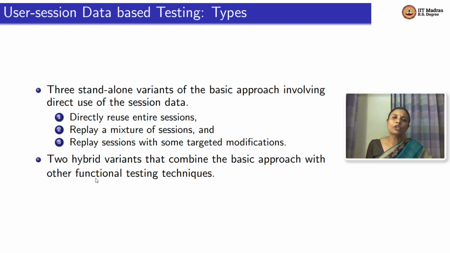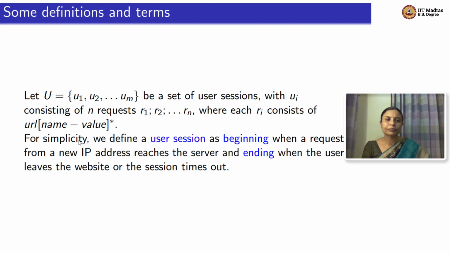Another thing could be to take user session data as paths, control flow paths that go through a web application, and then you could change some element of the path. So you could do path coverage like we saw in graph-based testing. So that's another variant that we call a hybrid variant. You could generate your own hybrid variants based on your test requirements. What we're going to see is how to store and reuse user session data for these three techniques.